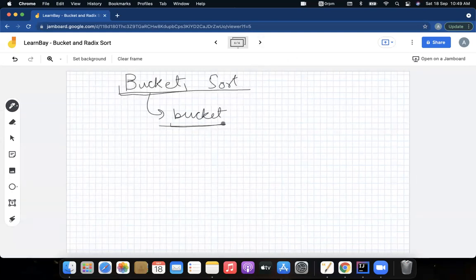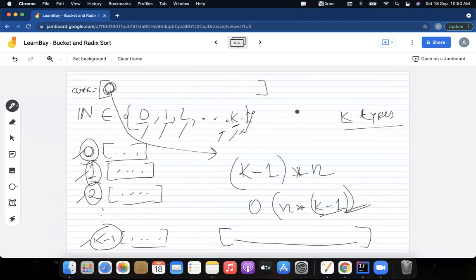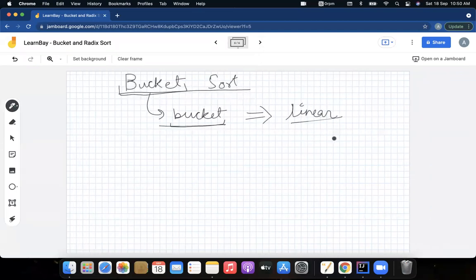Now the time complexity to solve a problem using bucket sort depends on what implementation you are using. They are generally linear in nature. Like we saw in so many examples, they all were linear with respect to the number of inputs.